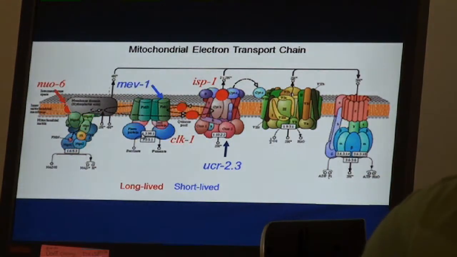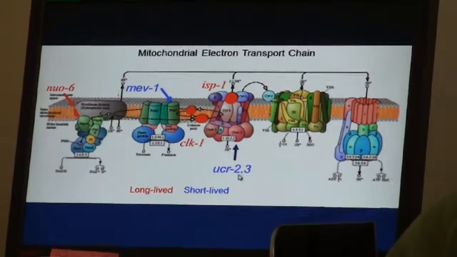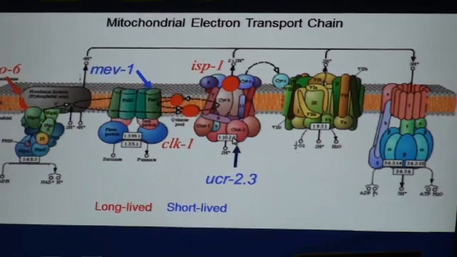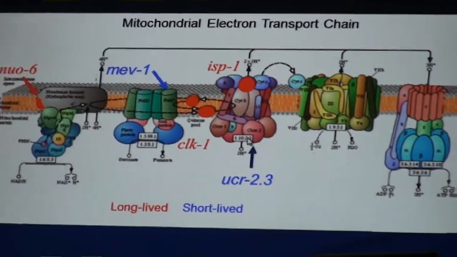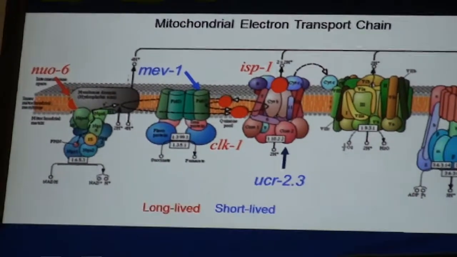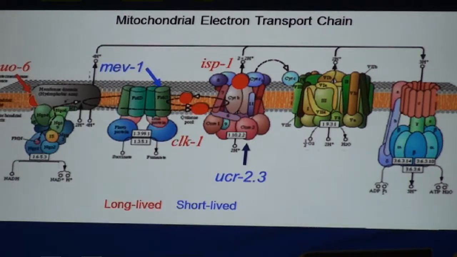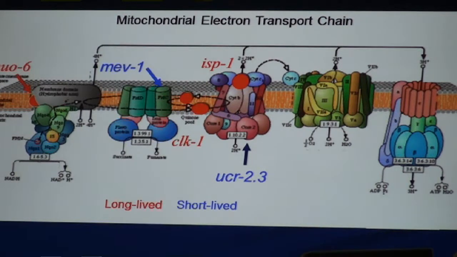From here on in, the rest of the study, I'm going to be talking about these mutants. Long-lived: UO6, CLK1, ISP1, complex 1, ubiquinone biosynthesis, complex 3, and two short-lived mutants, UCI2.3 and MEV1. MEV1's in complex 2, UCI2.3's in complex 3. If our prediction's correct, these long-lived mutants should have the same metabolic profile, and the short-lived mutants should have the same metabolic profile. They should be different, again, from wild-type. That's indeed what we find.